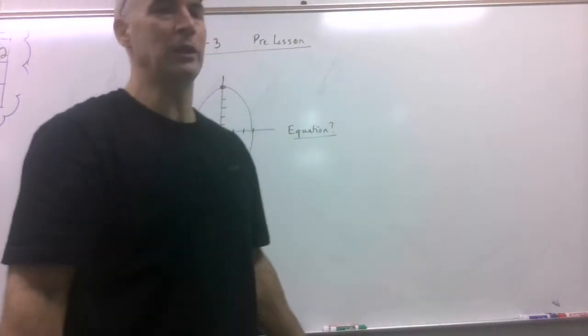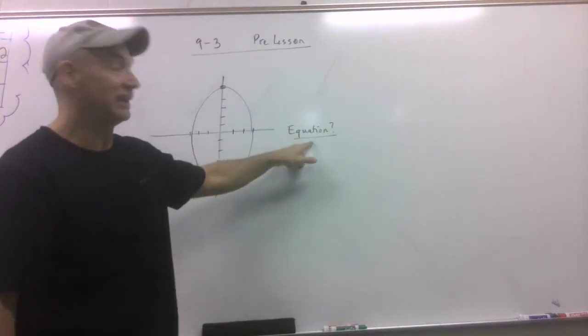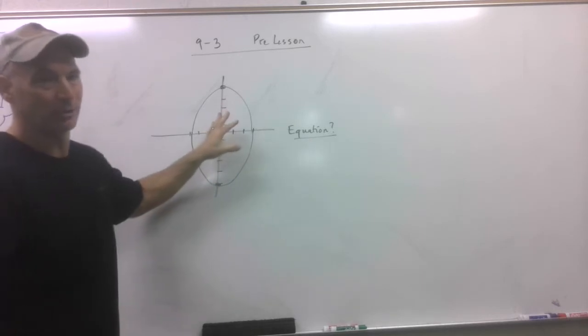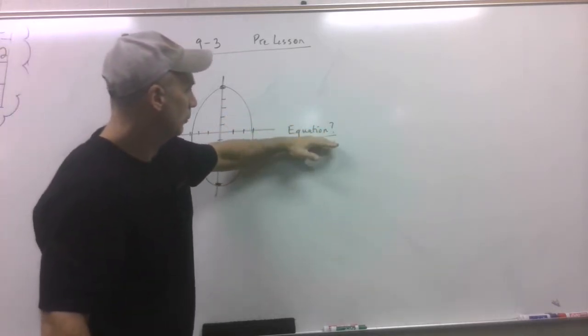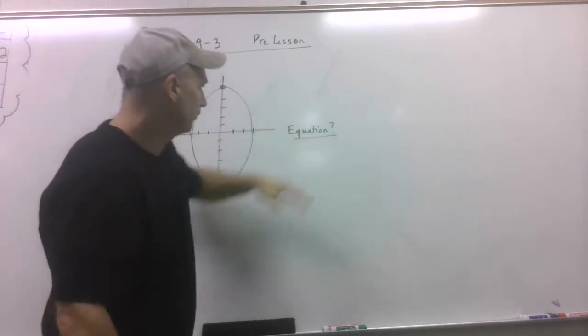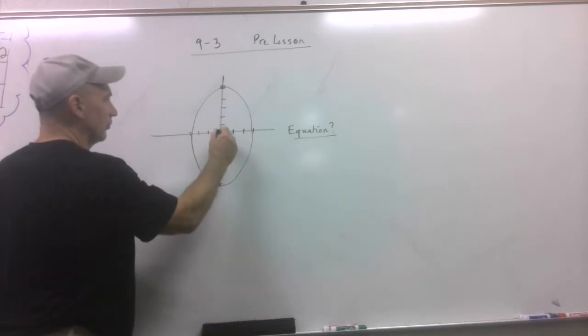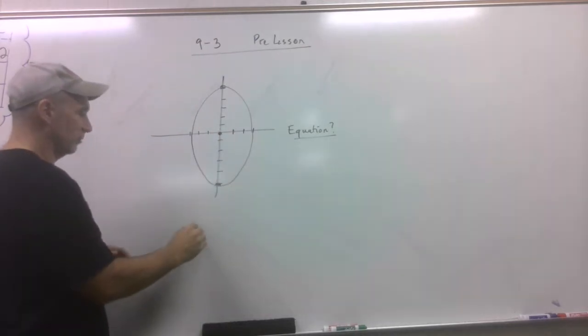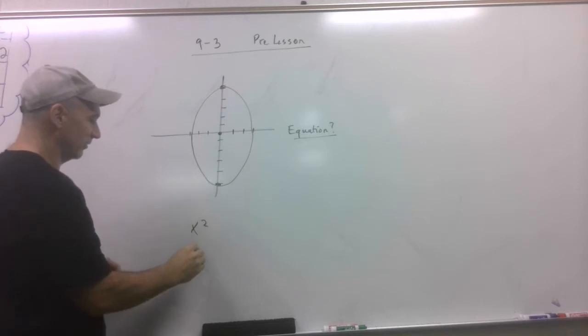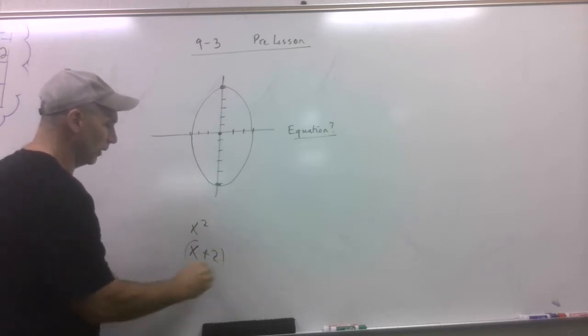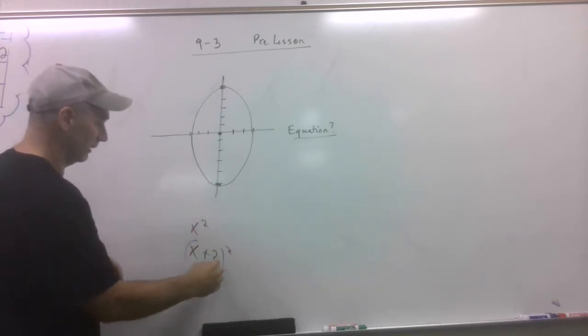So how well do you know ellipses? Well, this is going to find out. They give you a picture, and they say, okay, what's the equation? Now, fortunately, the center is 0, 0. I never mentioned this, but that means it's going to be x squared instead of like x plus 2 squared, because the center isn't shifted.